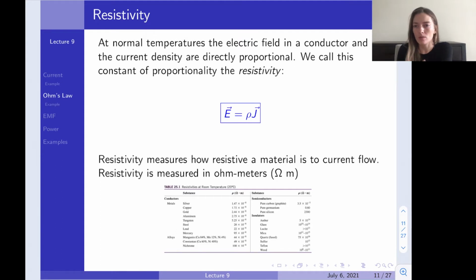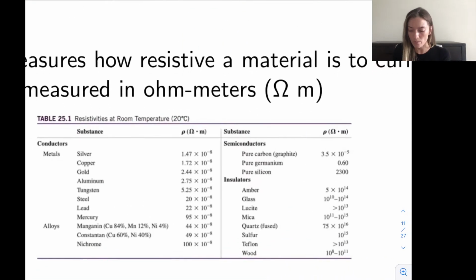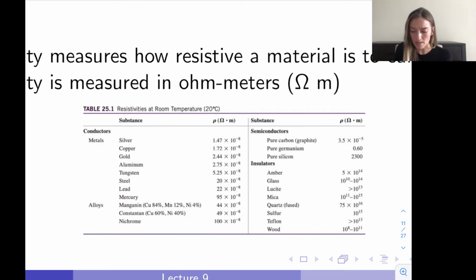So at normal everyday temperatures, the electric field inside a conductor and the current density are directly proportional to each other. And this constant of proportionality is called the resistivity. So it basically tells you how strong of an electric field you need to get a certain current flowing. Another way of saying that is resistivity measures how resistive a material is to current flow. So you can see here, metals have almost no resistivity. We've got 10 to the negative 8 here.